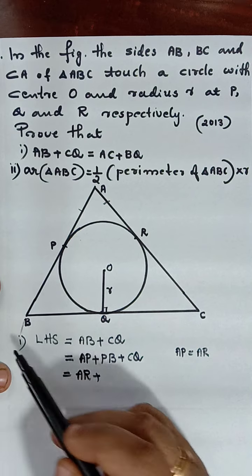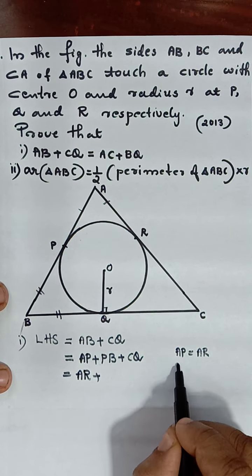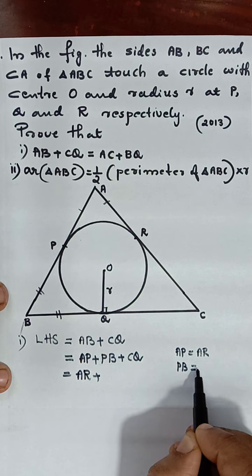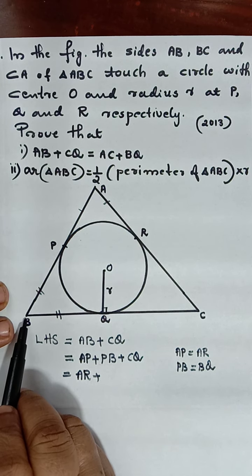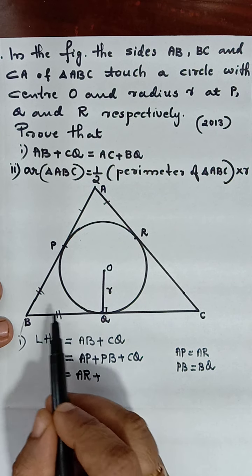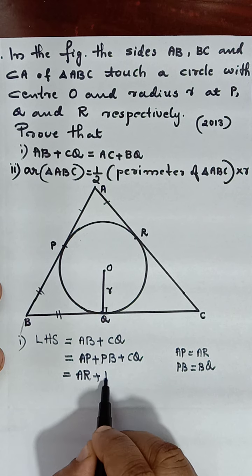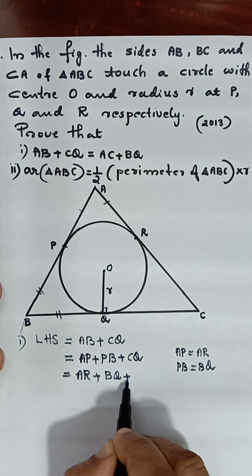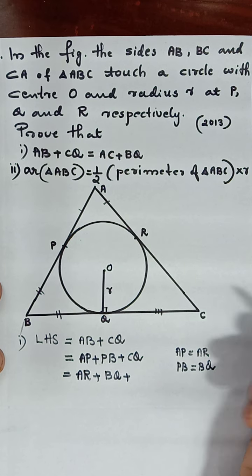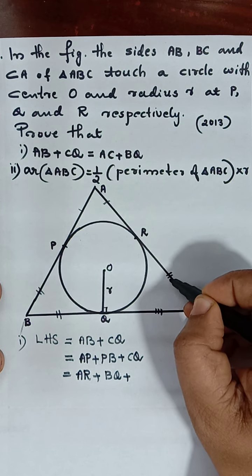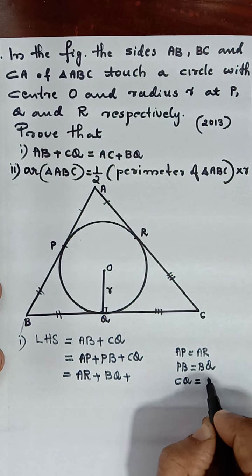Look at PB. Is PB equal to BQ? PB equal to BQ, same reason. B is an external point. Lengths of the tangents from an external point to the circle are equal. So PB equal to BQ we have to write. What is CQ equal to? Is CQ equal to RC or CR? CQ is equal to CR.